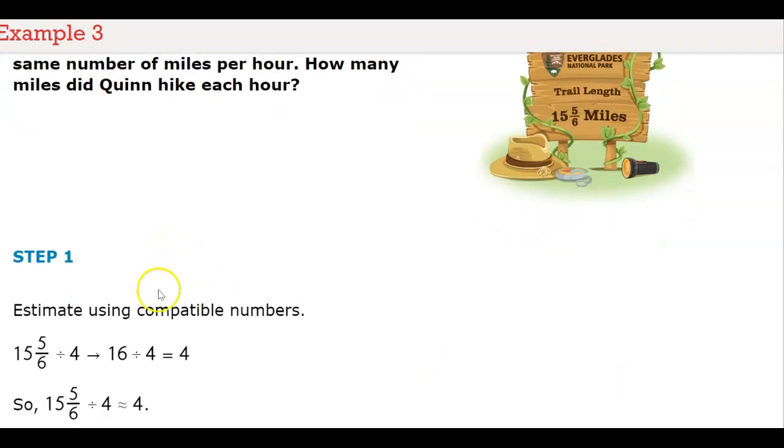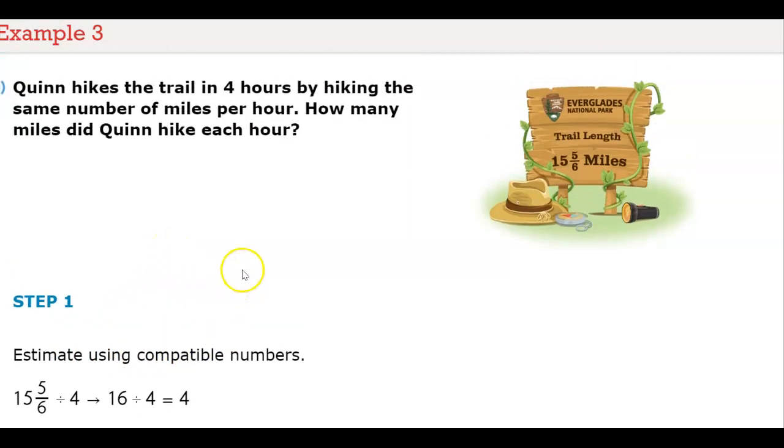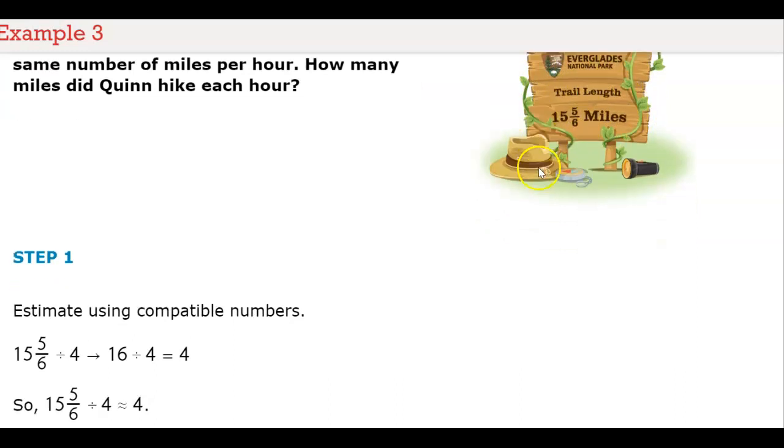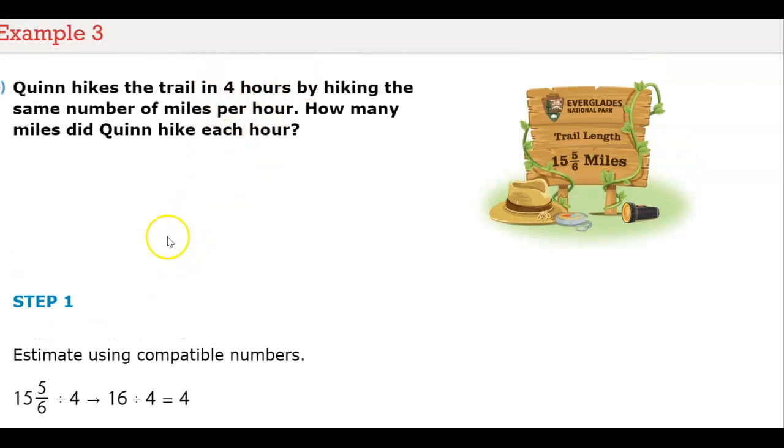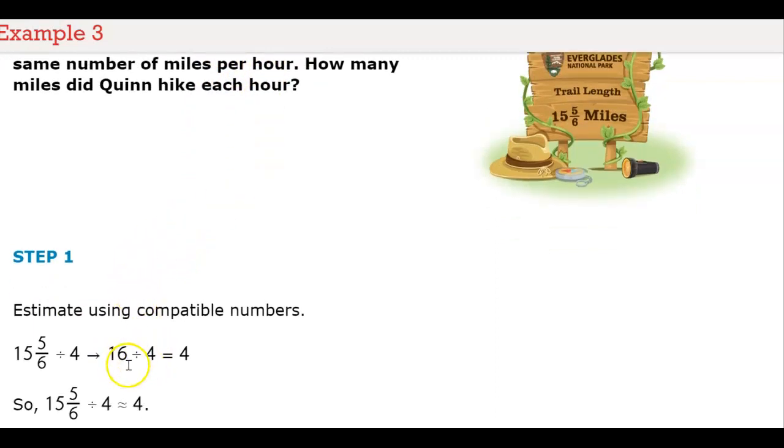So let's look at step 1. We estimate using compatible numbers. So if we look at the sign here, it says the trail length is 15 5/6 miles. So we're going to divide the 15 and 5/6 miles by the 4 hours that Quinn was hiking. And they use compatible numbers, so they change the 15 and 5/6 to 16. And then divided by 4, which is equal to 4. So the answer or quotient should be approximately 4.